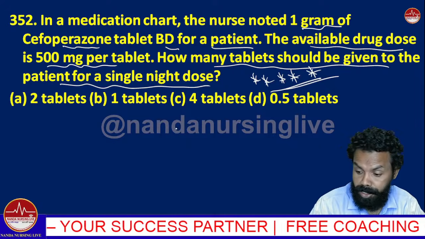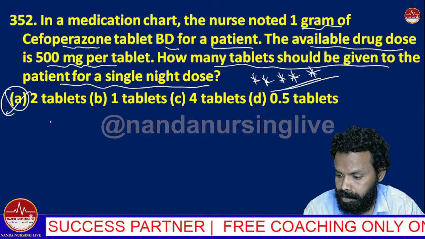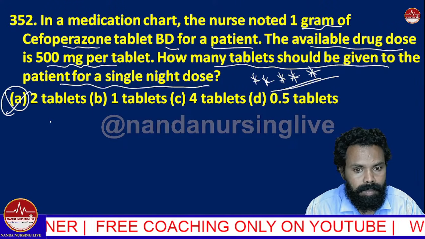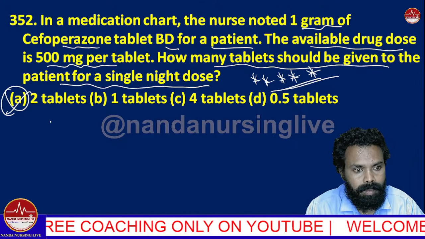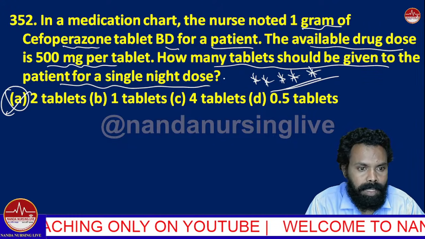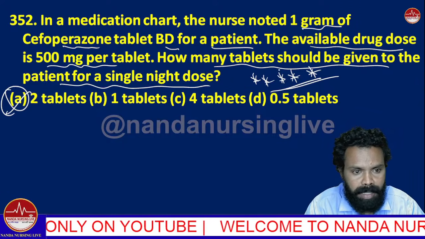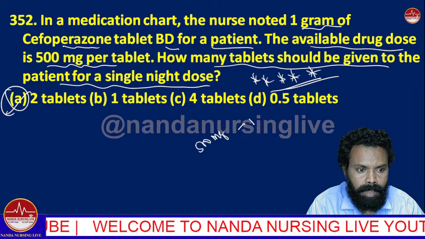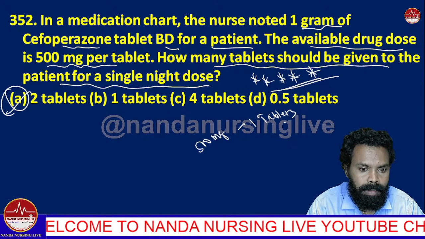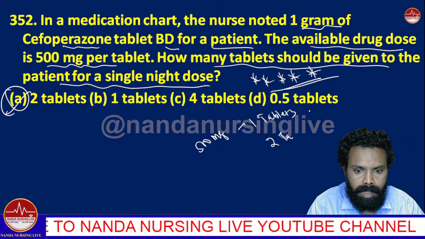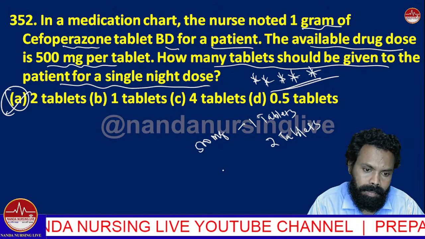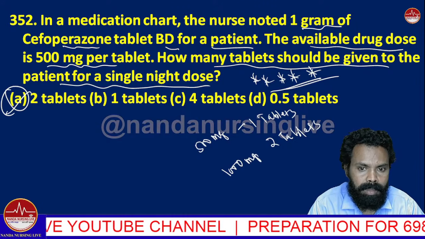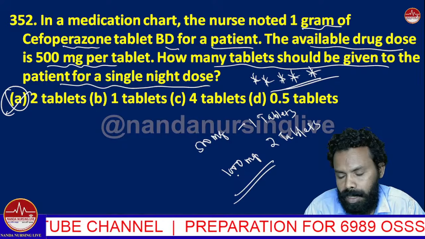So correct answer is option A. So 1 gram cefoperazone tablet BD for a patient. What is available with us? 500 milligram tablets. So take 2 tablets, 2 tablets equal to 1 gram, 1000 milligram.